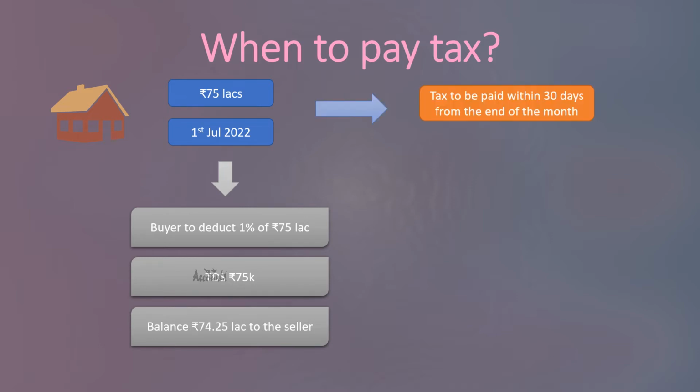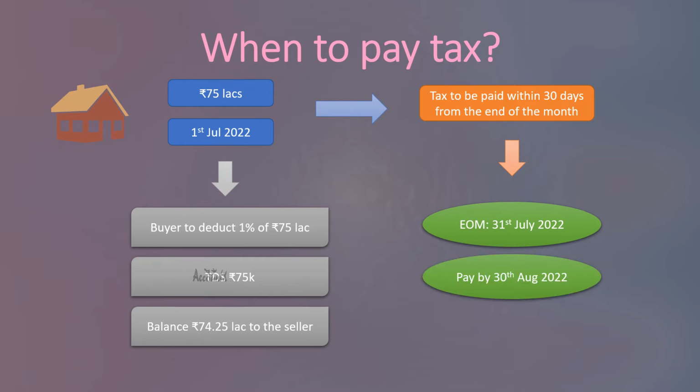Now this TDS of 75,000 has to be paid to the government within 30 days from the end of the month. Here the transaction has happened on 1st July 2022. So end of month would be 31st July 2022. So you will have to pay the tax by 30th August 2022. This tax can be paid either online or offline. Let's now see the step-by-step process on how to pay the tax.